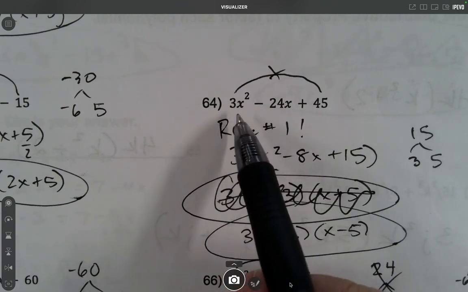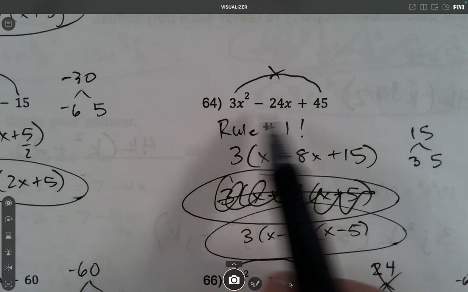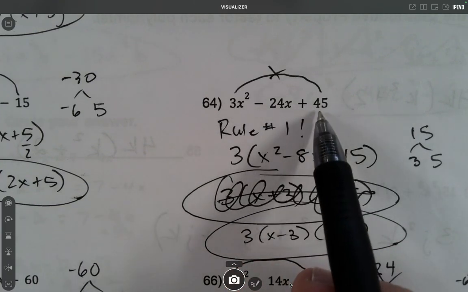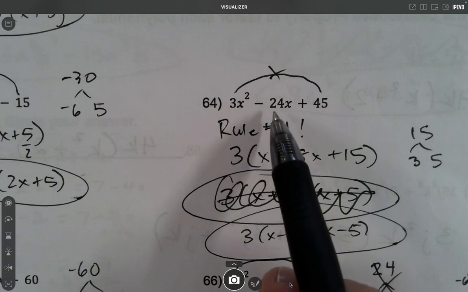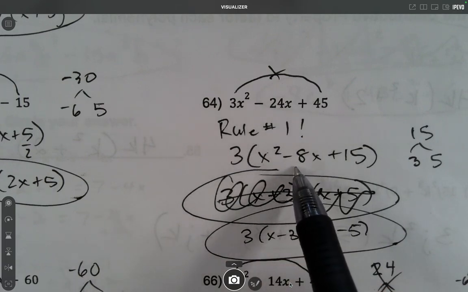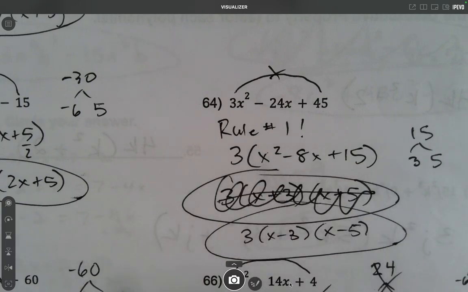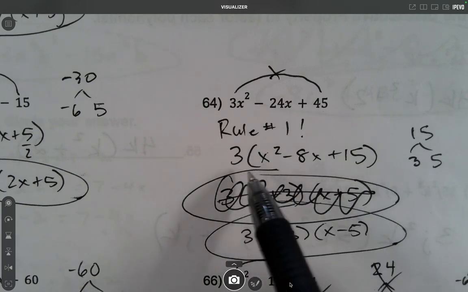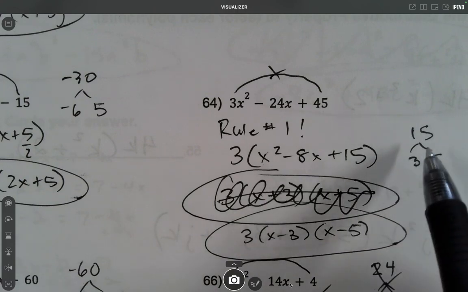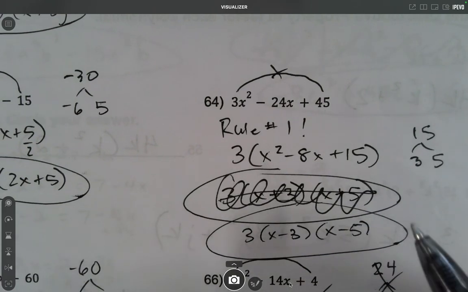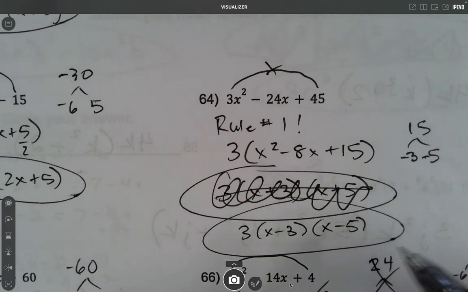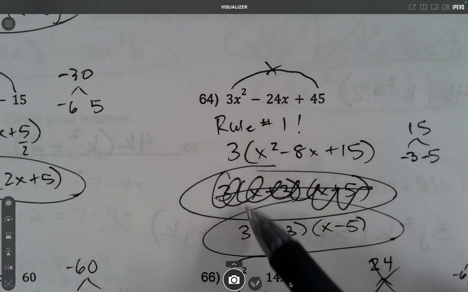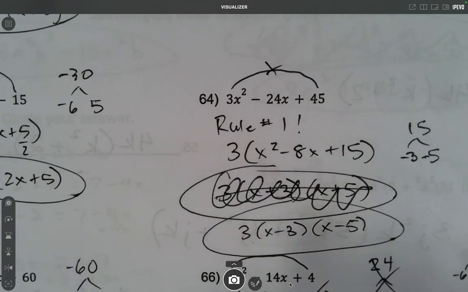So remember rule number 1 with factoring. If there's something that goes evenly into all the numbers, pull that out first. So since they're divisible by 3, I can factor out a 3. That just cancels that 3 out. Negative 24 divided by 3 is negative 8. 45 divided by 3 is 15. Then, with what's left inside, we say what will multiply to be 15 and add up to negative 8. So it should be negative 3 and negative 5, because those will multiply to be positive 15 and add up to negative 8. So we get 3. Don't leave that alone. Don't forget it. It's still part of the answer. X minus 3, x minus 5.